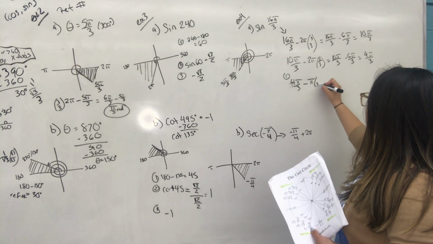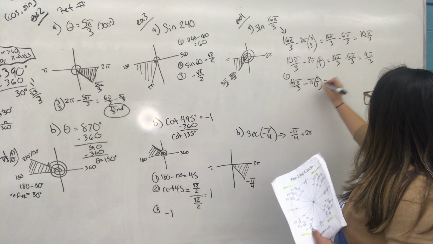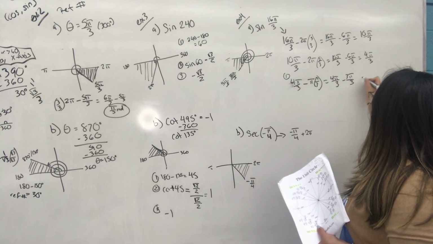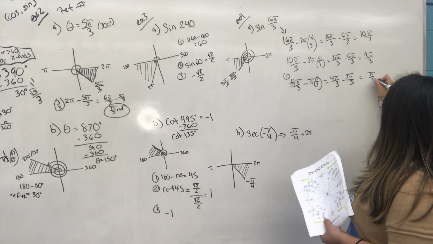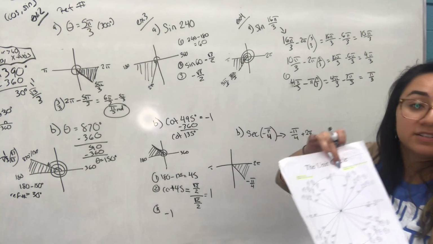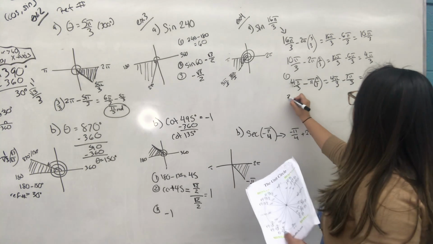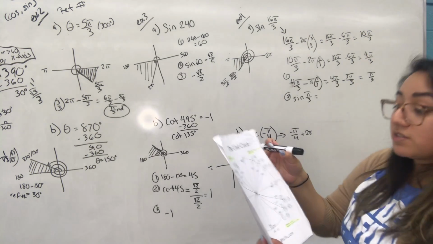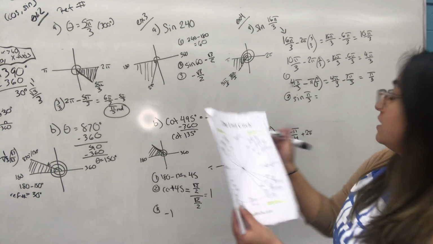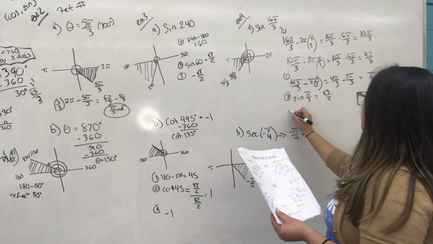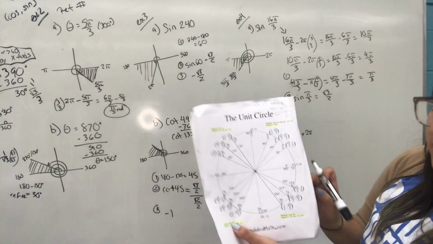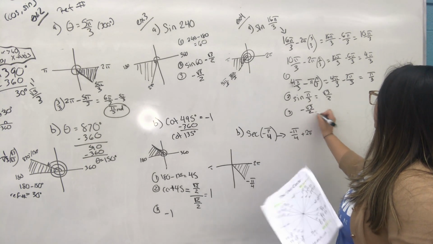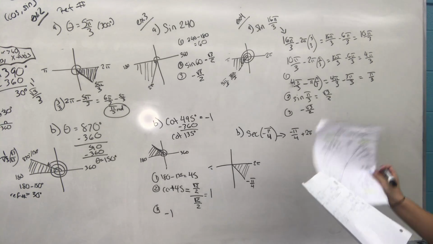So get the same denominator, so 4π over 3 minus 3π over 3, and the reference number is just π over 3. π over 3 is also considered 60 degrees. Step 2, find the sine of π over 3. The sine of π over 3, remember it's the y coordinate, is radical 3 over 2. Third step, it's in the third quadrant. The only thing positive is tangent. That means it's going to be a negative. Negative radical 3 over 2, and that's your answer.